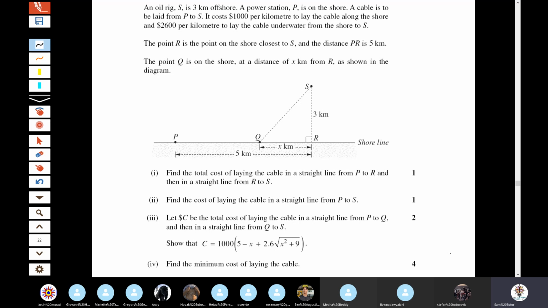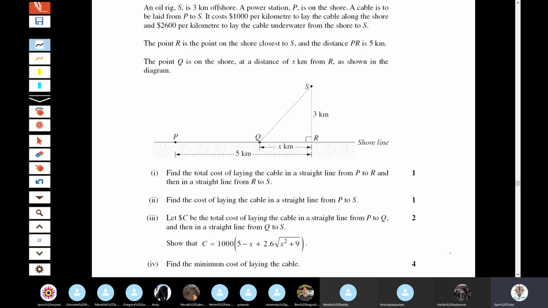It costs $1,000 per kilometer to lay the cable along the shore, right. So if I'm on this shore, $1,000, 2,600 per kilometer to lay the cable underwater. So that makes sense because water is a lot harder to lay cable. It's more expensive. That's what I'm thinking right now. The point R, yep, is the point on the shore closest to S. Yes, makes sense. And the distance PR is 5. Yep, so far so good. You understand everything that's happening? You see how I'm breaking everything up? I think you got to do the same thing.